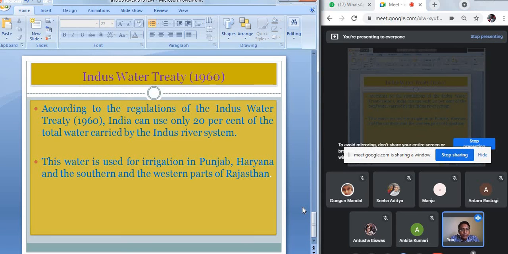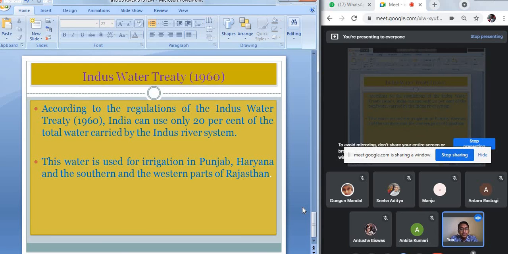So this is what about the Indus river system of our country, and this Indus river system is one of the most important rivers in the northwestern part of our country, basically the states of Punjab, Haryana, the southern and the western part of Rajasthan, the Union Territory of Jammu and Kashmir and the Union Territory of Ladakh. They are dependent on this Indus river for its water supply.